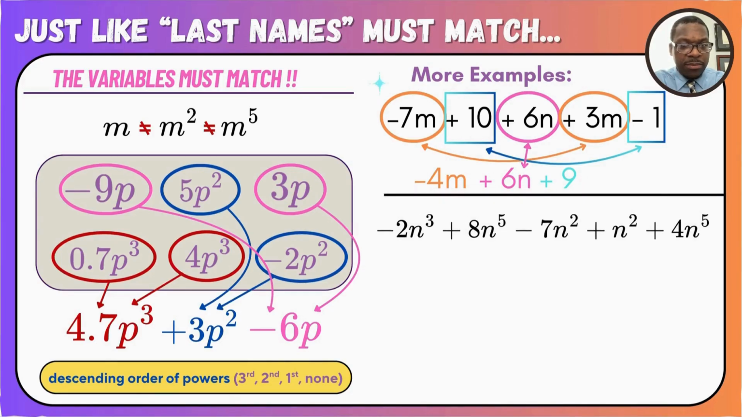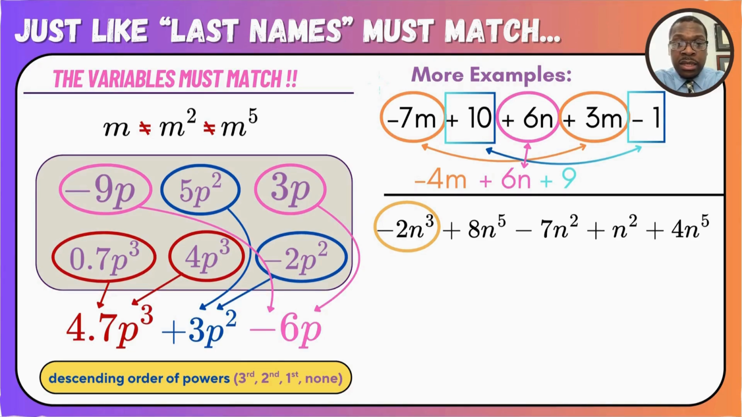Now, this one looks intimidating, but it is not. Okay, this one looks long and intimidating. I promise you're going to get this right. Okay, our first is negative 2n to the third. We just need to look and see, do we see anything else that has an n to the third power? I look next. No, no, no, no. So we're done with that one.